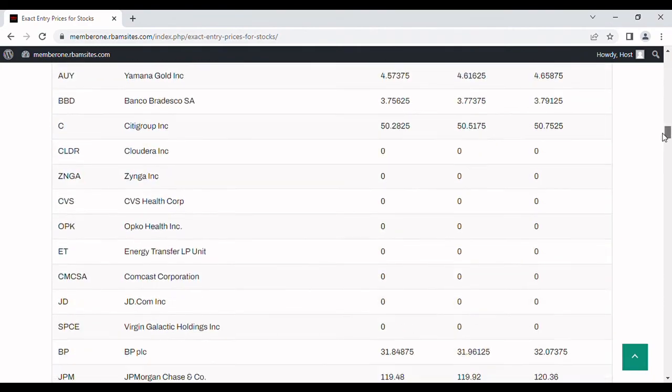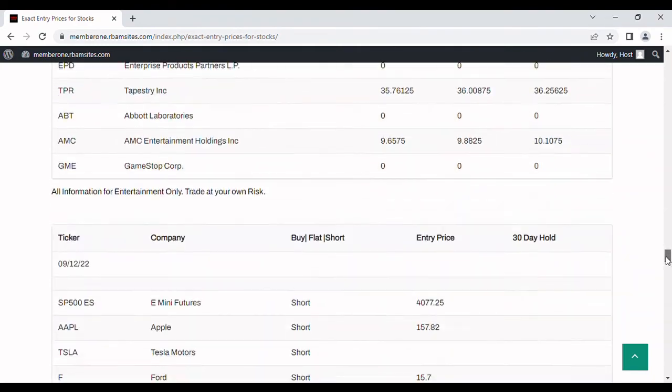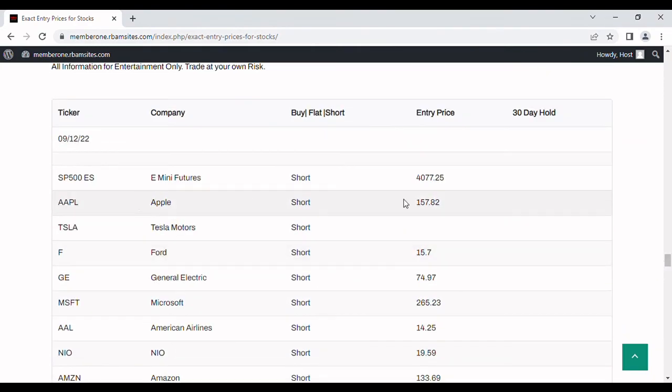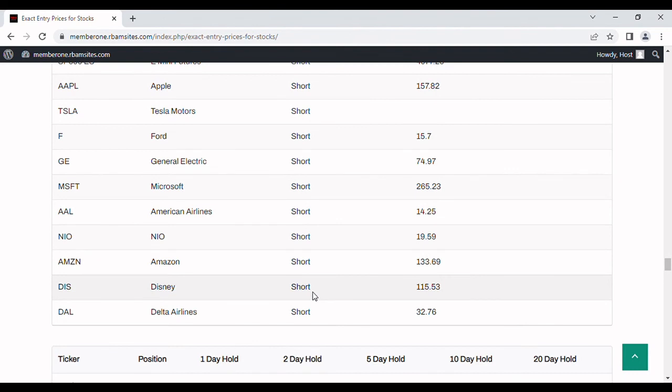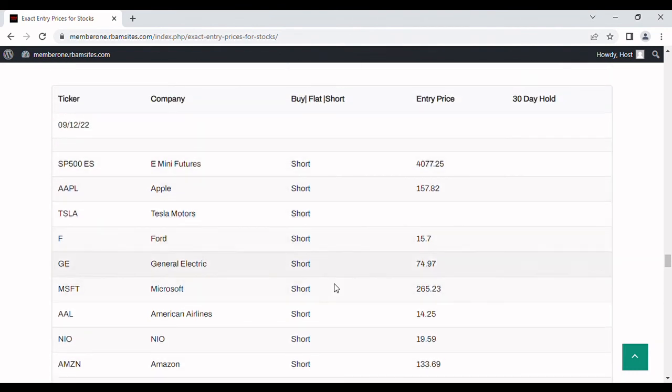Now let's go down here and take a look at a beta system that we don't have up. All these are up, but this beta system is not up. This is a 30-day hold moving average trading system that'll give you a buy, flat, or short position. So we've taken moving averages and built an algorithmic trading system with it. These were for today, these are expired, but you can see it gives you an entry price exact, and it also says whether you should go buy, flat, or short. And you can see that it's got a negative sentiment on the market today. It's had short positions on everything.